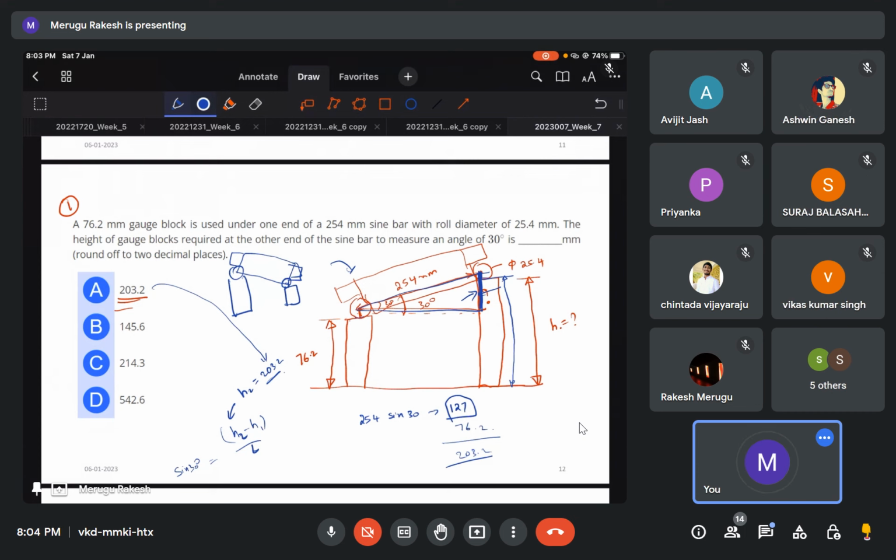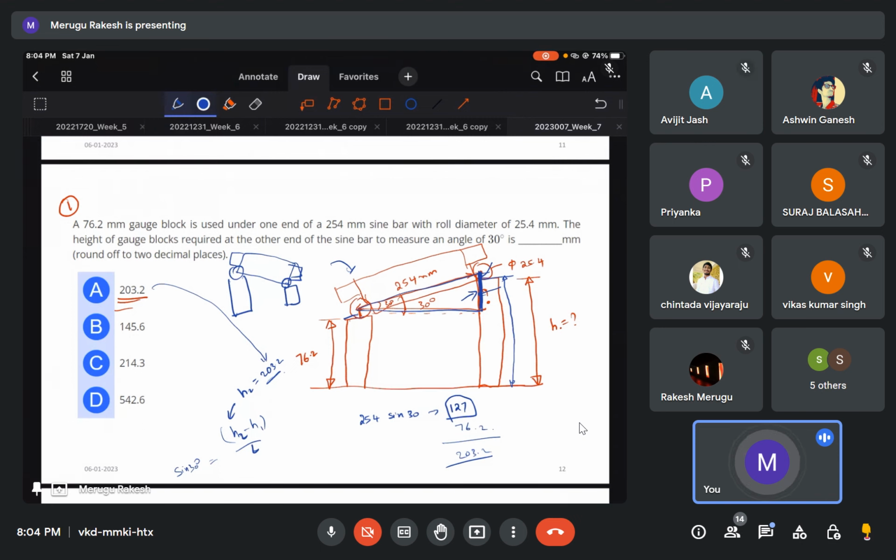Sir, here the roller radius should be added, right? See, here it is more and here it is less. If they have not mentioned which one is higher, then we have to calculate both, right, sir? Yes, you have to calculate both. So they have to mention it in the question, or else they have to give the options.